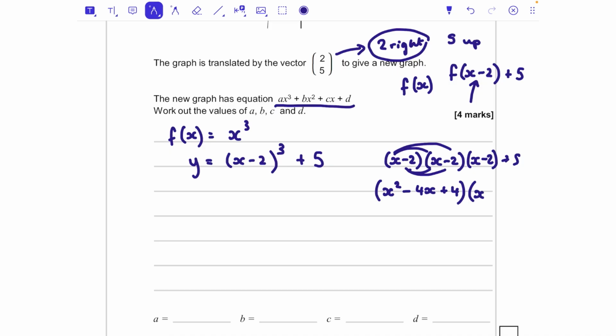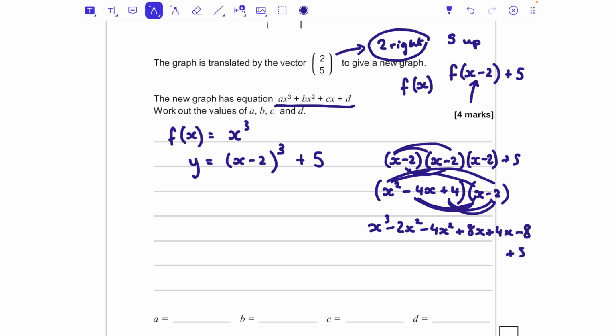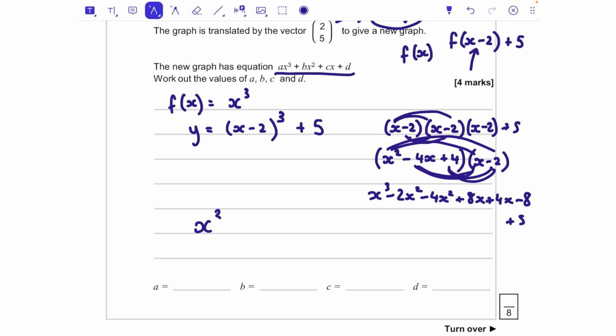I'm then going to multiply that by x minus 2, so x cubed minus 2x squared, minus 4x squared, add 8x, add 4x, minus 8, and then I've got to add the 5 afterwards. So let's sort that all out. I've got x cubed, I've got minus 6x squared, I've then got positive 12x, and then I'm minusing 8, but I'm adding 5, and that's going to be minus 3.